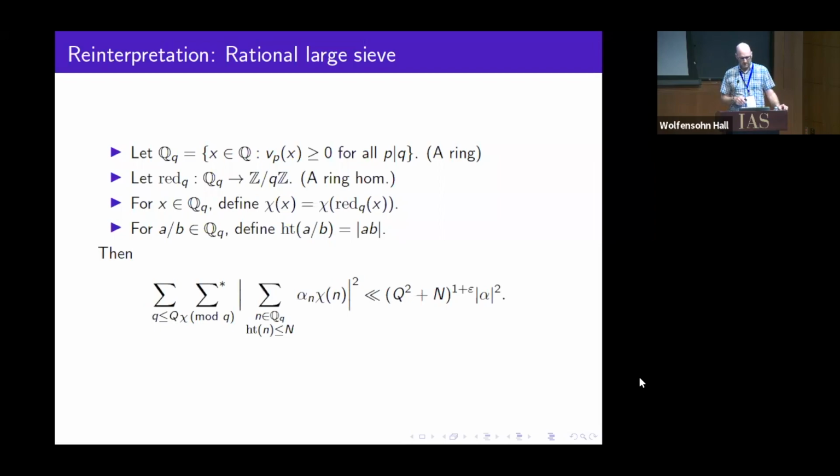So if you do that, then with that definition, we have a large sieve inequality for these rational numbers. You take any vector alpha indexed by these rational numbers, and you take chi evaluated at these rational numbers, and you order them by the height there, then we get this kind of sharp large sieve inequality. And there's no content to this beyond the previous theorem. This is just a pure reinterpretation of the previous theorem in this language.